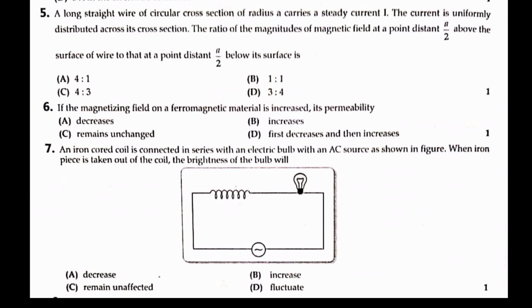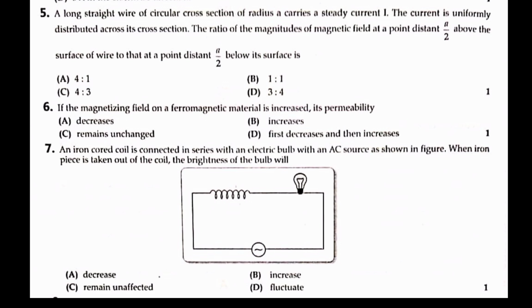As the iron piece is taken out, what will happen to the self-inductance of the coil? When the iron piece is removed, the self-inductance of the coil decreases, right? That means omega L, that is XL, decreases. That means the current in the circuit increases. When the self-inductance decreases, the current will increase. So the brightness of the bulb will increase. So which one will be the option?